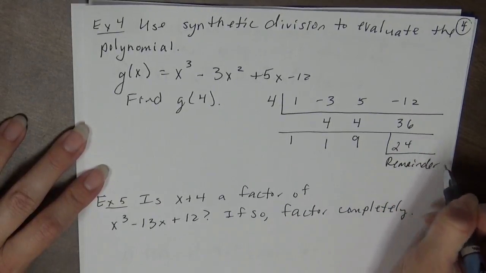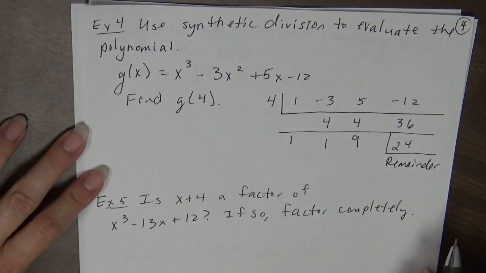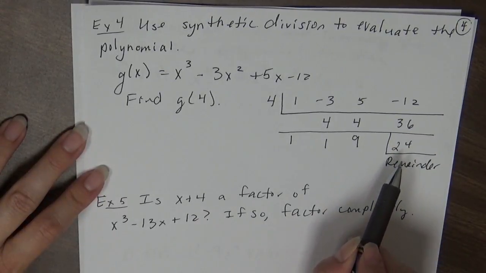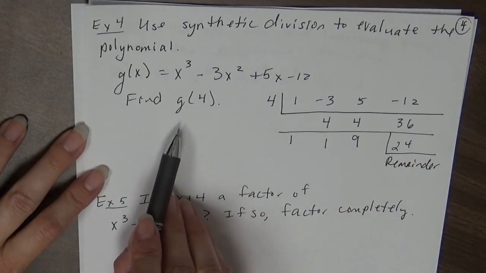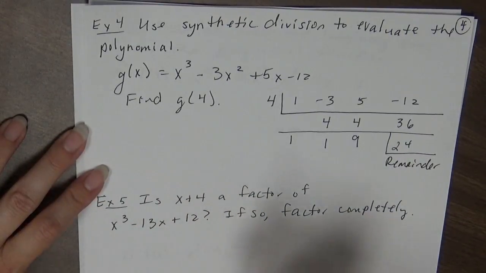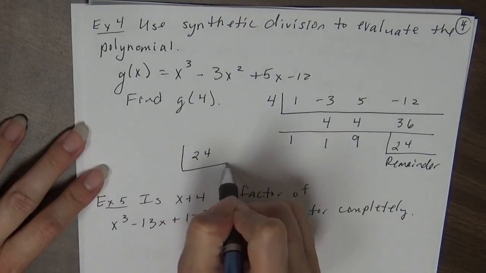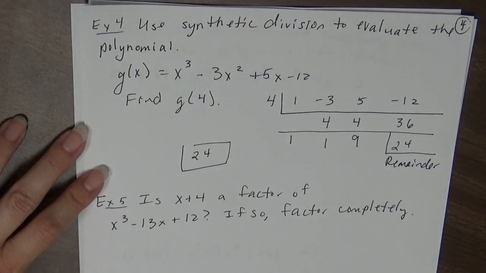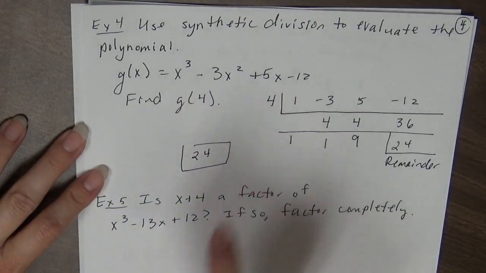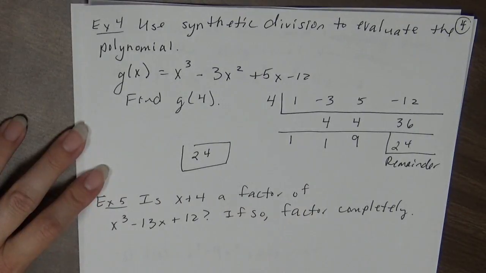Now we know from the remainder theorem that the remainder that we're getting here is the actual answer for g of 4. So 24 is our answer. Now you could check that on your own. You could put 4 in for the x's, and you should get 24.